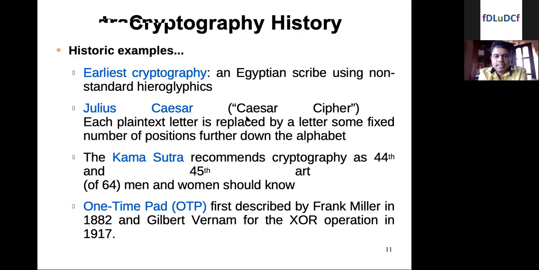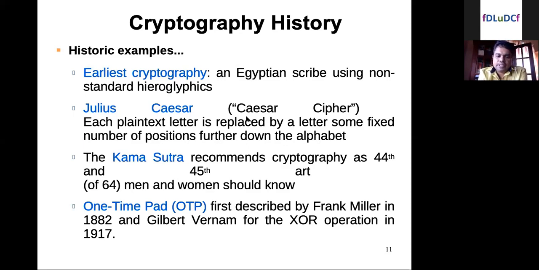One is the Julius Caesar cipher, or what we call a Caesar cipher, which may have been used by Julius Caesar in the Roman Empire at that time. It's a very simple cryptographic algorithm. The other cipher is called the Kama Sutra cipher, which was documented in India somewhere around 4,000 years ago or something like that. So these are the two major historical cryptographic algorithms we're interested in.